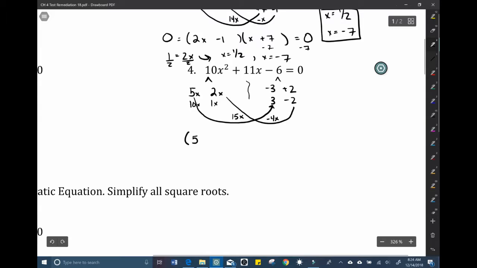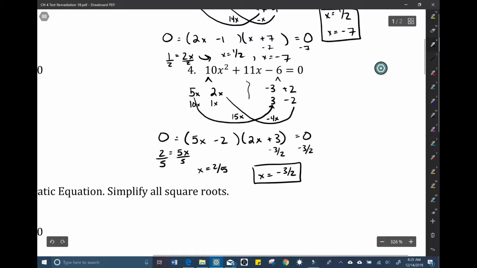Okay, so looks like 5x, 2x, 5x is going to positive 3 and to negative 2 equals 0. Setting each equal to 0, if we add 2 over and divide by 5, we have x equals 2/5. If we subtract 3 over and then divide by 2, x equals negative 3/2. Okay, that was the name of the game.